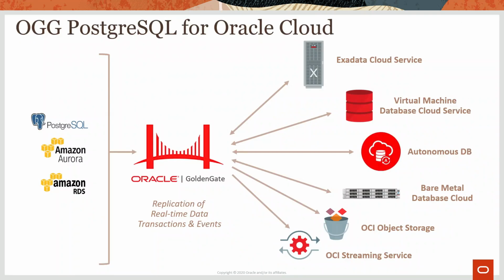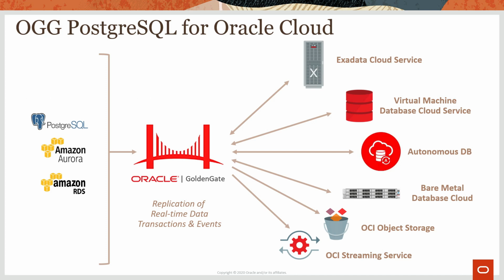In regards to the cloud, we do, of course, support Oracle Cloud, so the GoldenGate implementation for Postgres can run natively inside of Oracle Cloud Infrastructure. And GoldenGate supports data delivery into a wide variety of Oracle Cloud Infrastructure targets, including Exadata Cloud Service, our database as a service on virtual machine, as well as bare metal, our autonomous engines such as Autonomous Data Warehouse and Autonomous Transaction Processing. The OCI object storage, as well as the OCI streaming service, are also certified targets for GoldenGate.